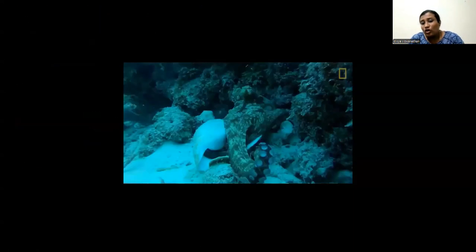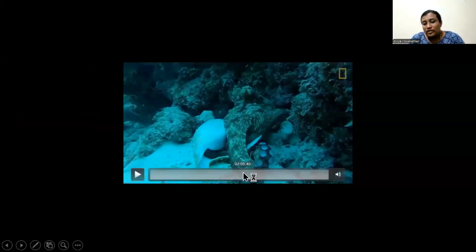Octopus, the interesting feature about octopus is that it is actually the most intelligent cephalopod. See this here.